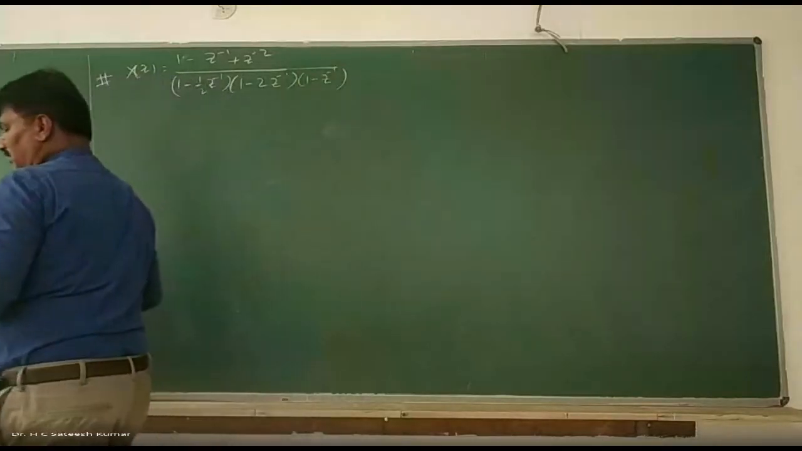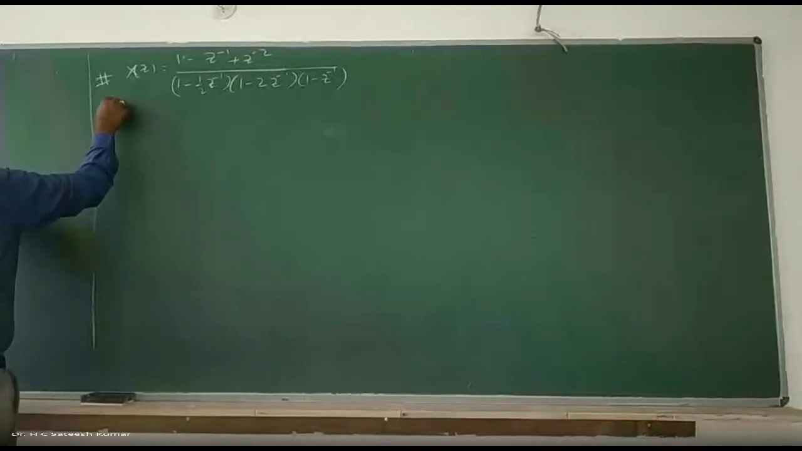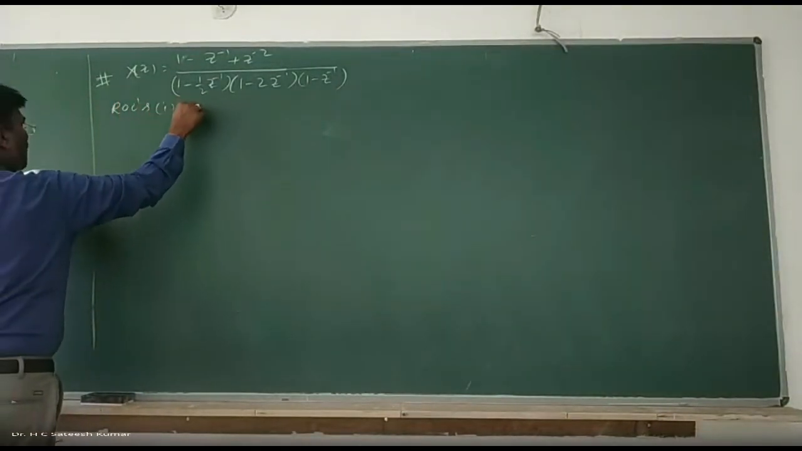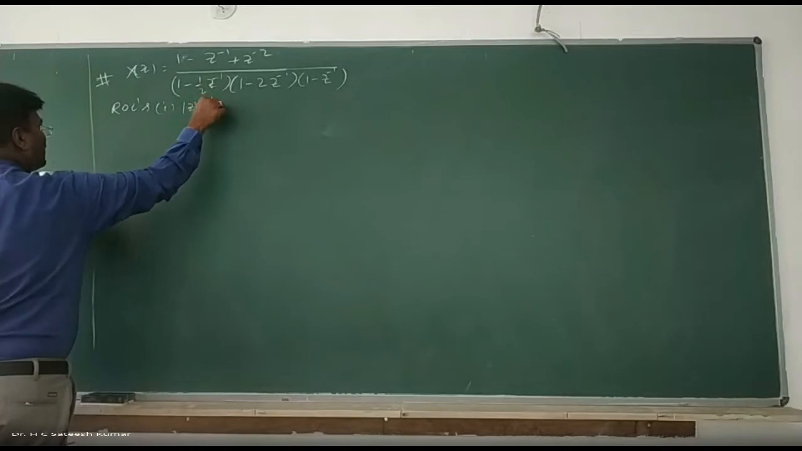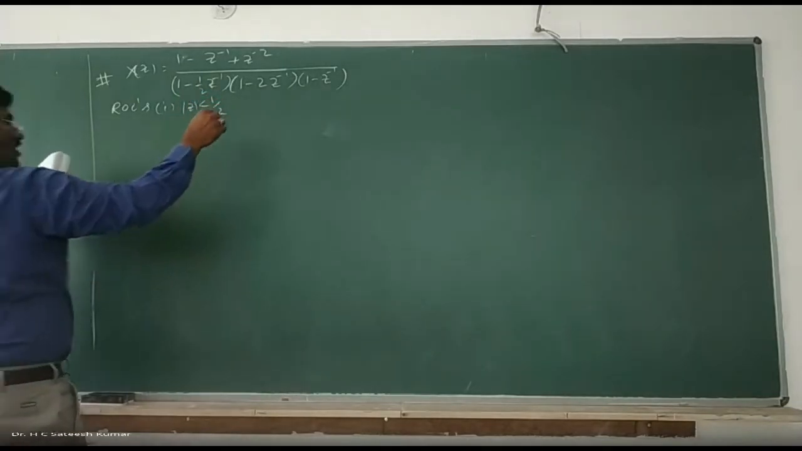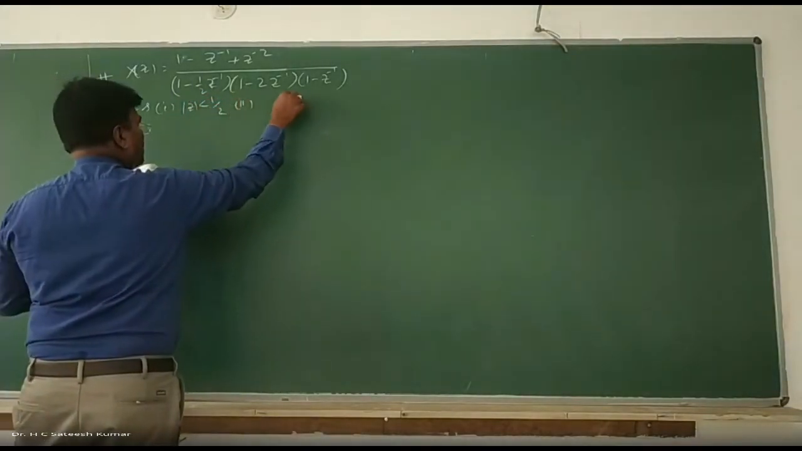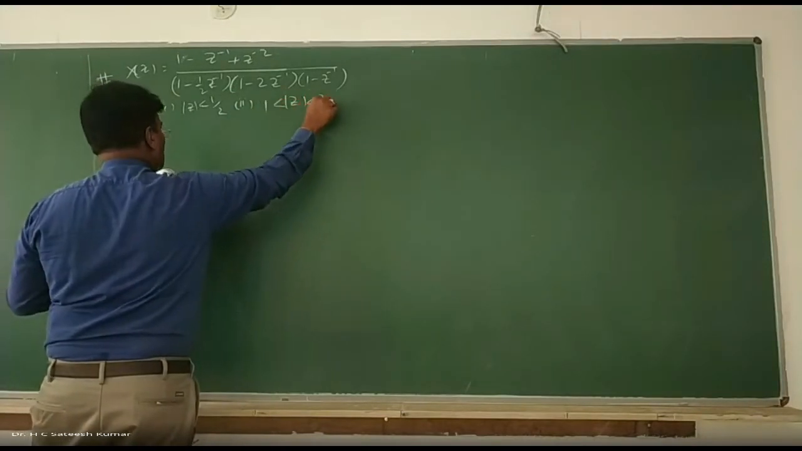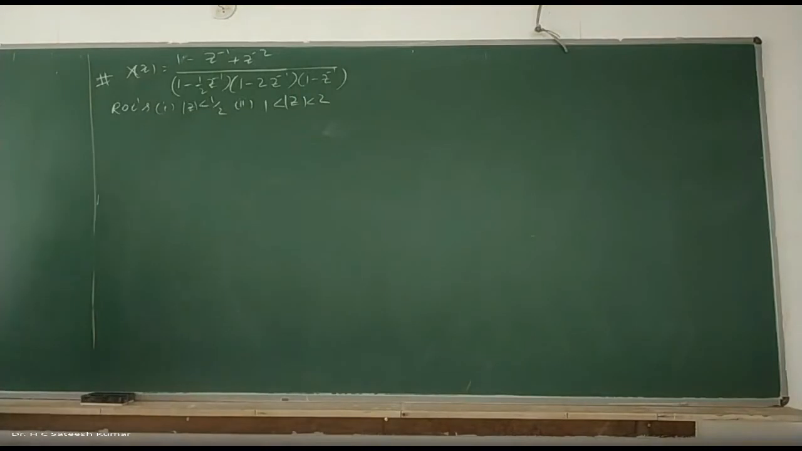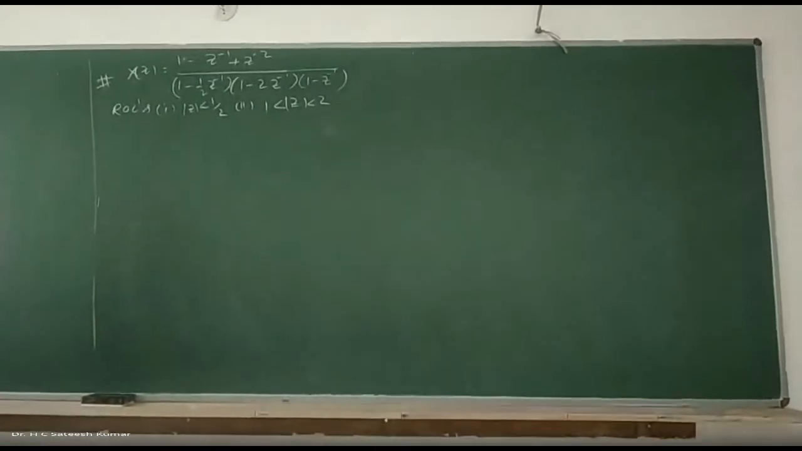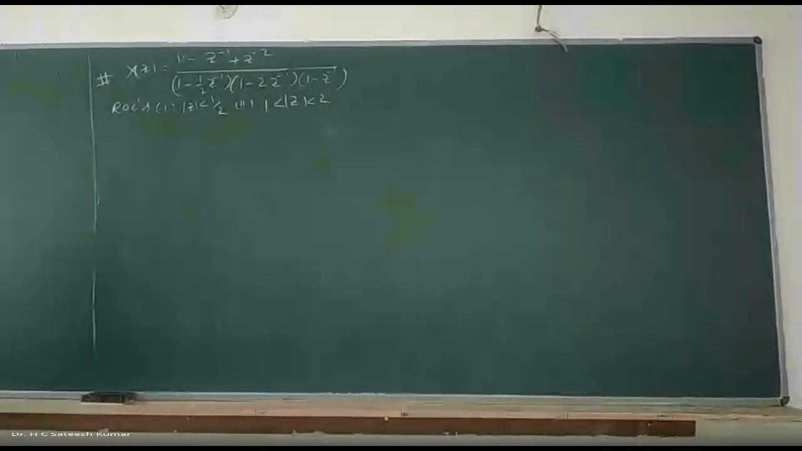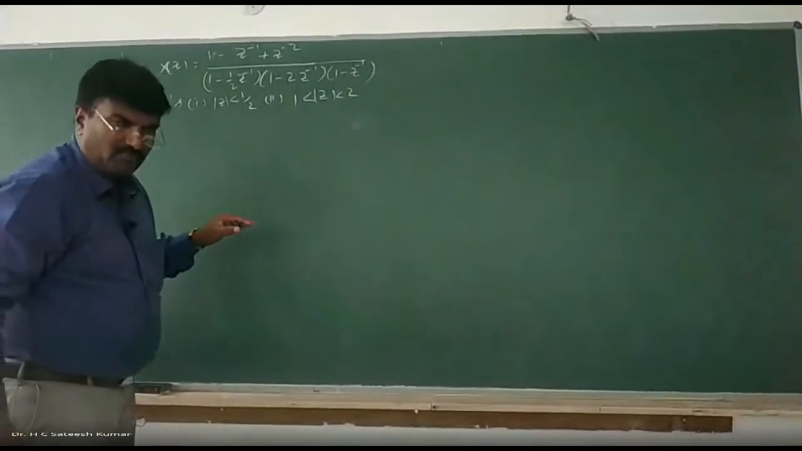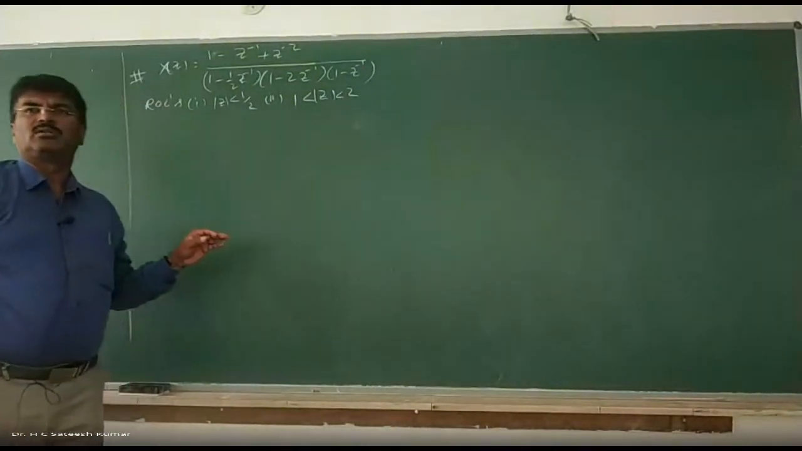How to solve this problem? For ROCs, first one, mod z less than half. Second one, mod z lies between 1 and 2. How to do this problem? Okay, right. Now, first of all, we have negative powers and we convert them into positive powers.